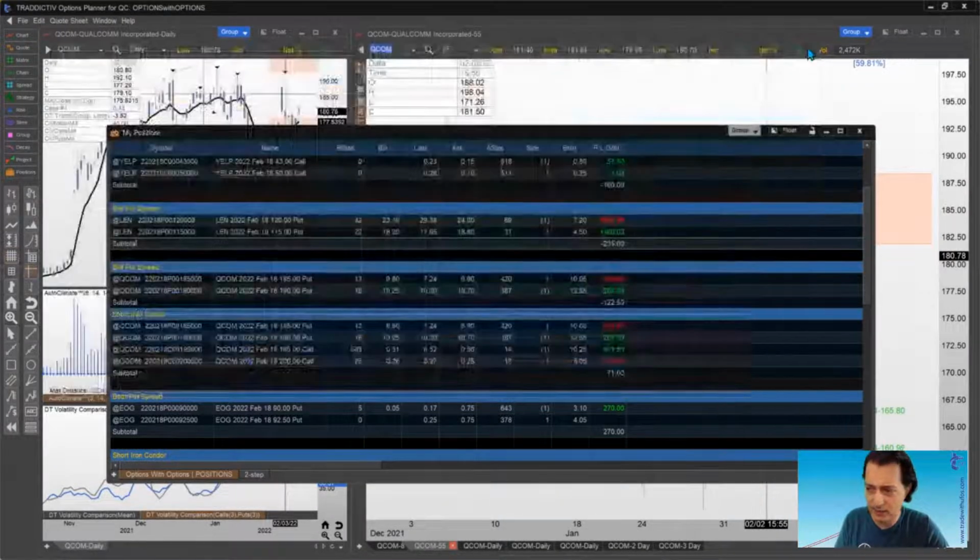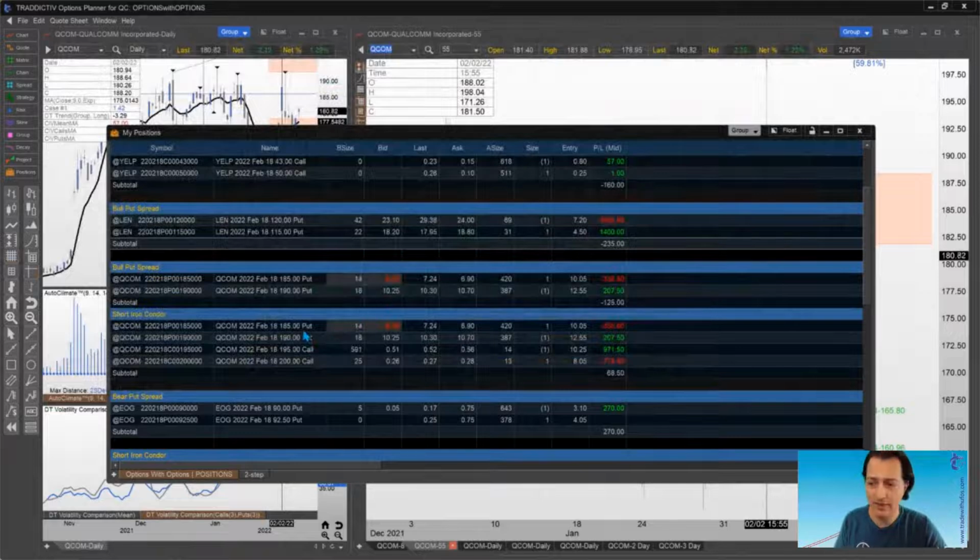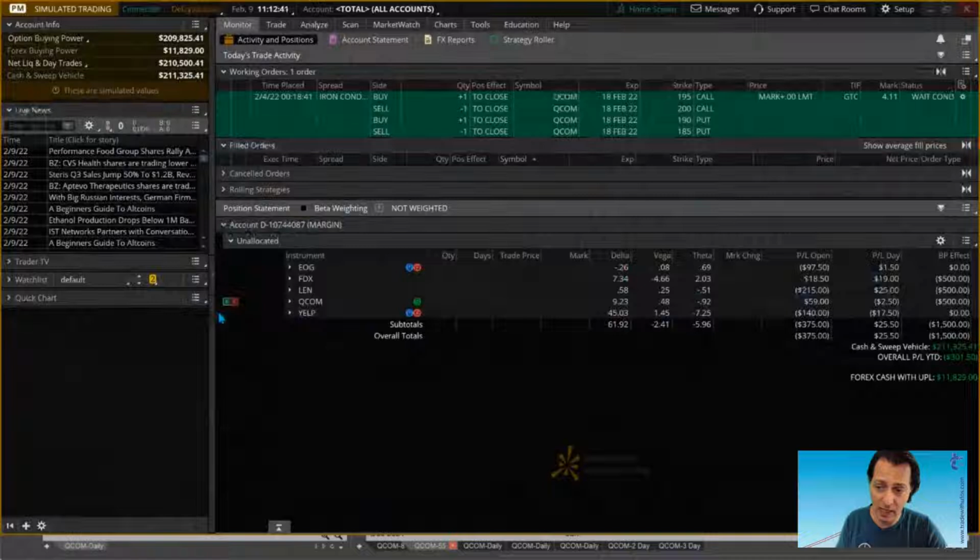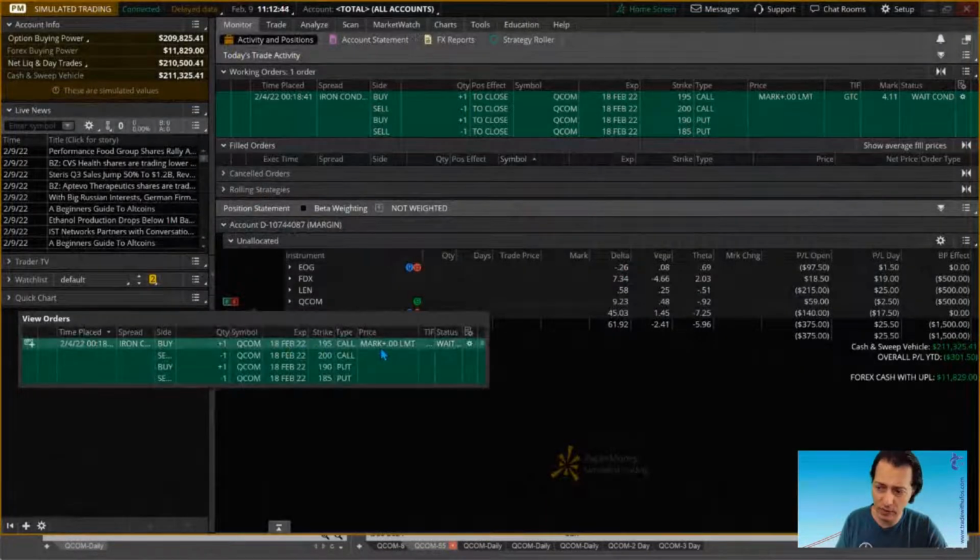I would indeed have done it if I was watching this, even though I remember saying that I would use an order. This is the first time I was doing this. I was using an order here with the instruction mark plus 0. So it's a limit order taking the midpoint between the bid and the ask, and placing an order at that point.